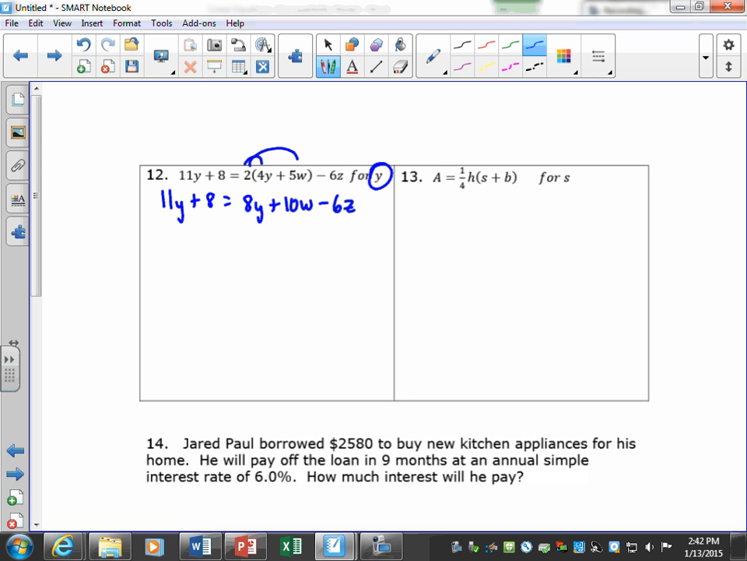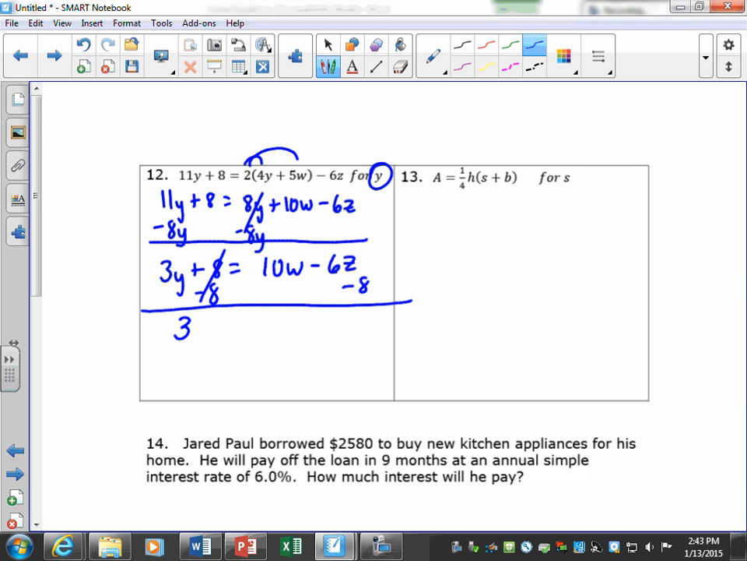We're trying to get y by itself. Okay, the first thing I need to do is get this y and this y together on the same side. So say minus 8y. So then that gives me 3y plus 8 is equal to 10w minus 6z. I'm going to move 8 to the other side by subtracting 8.